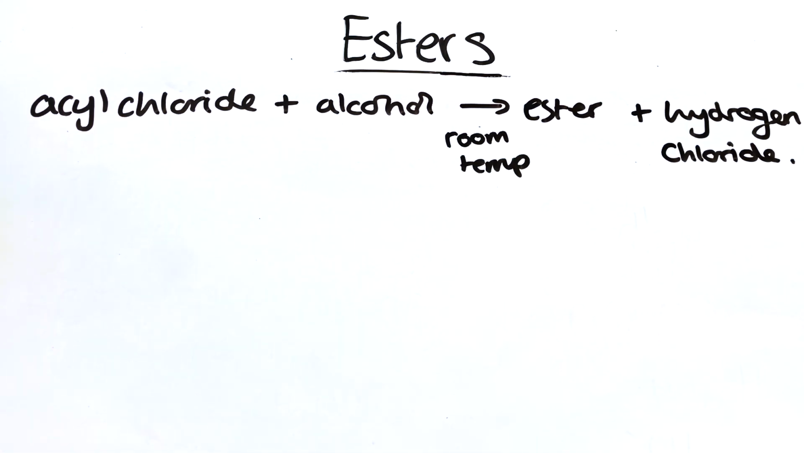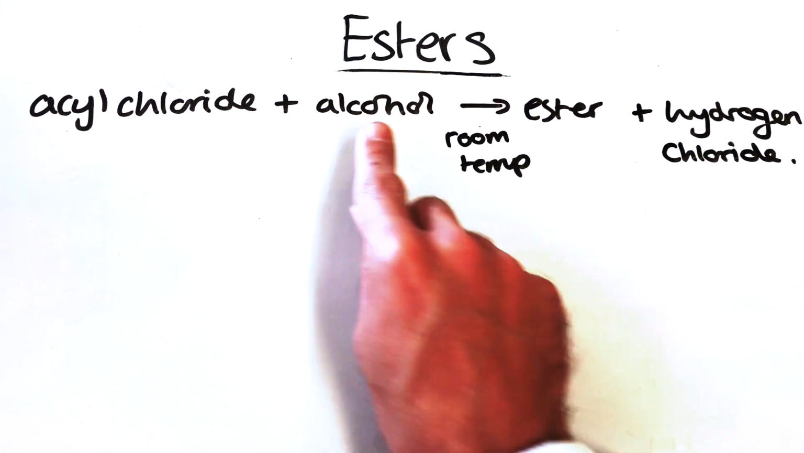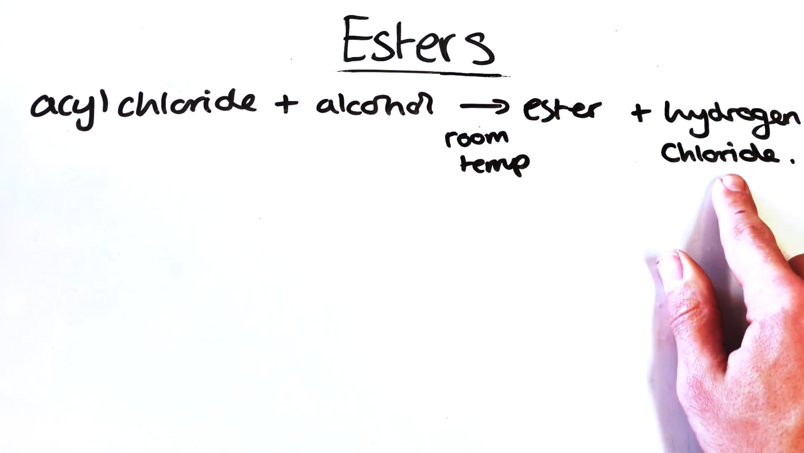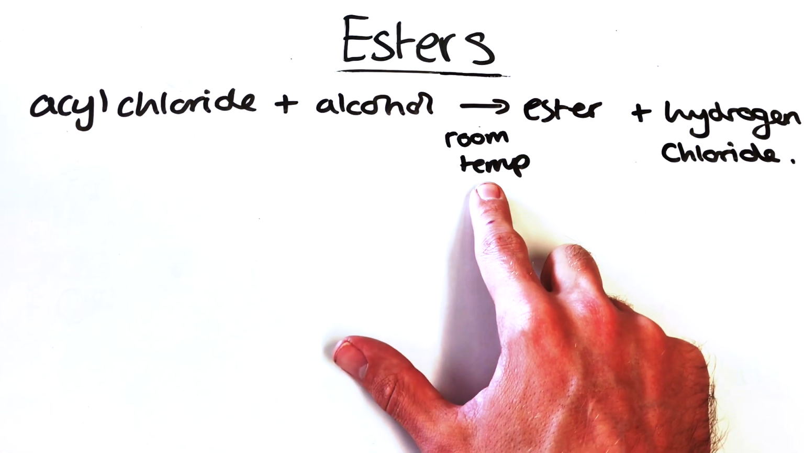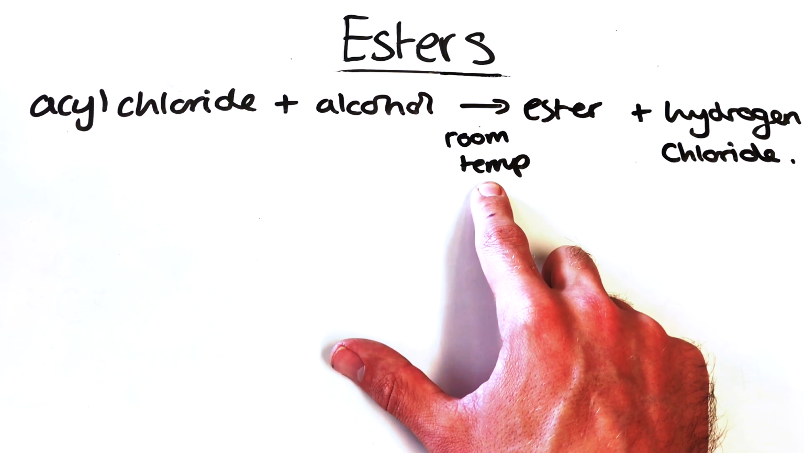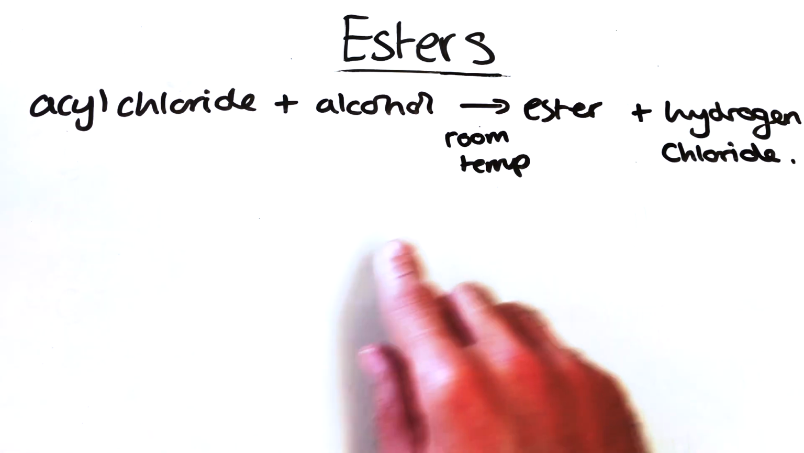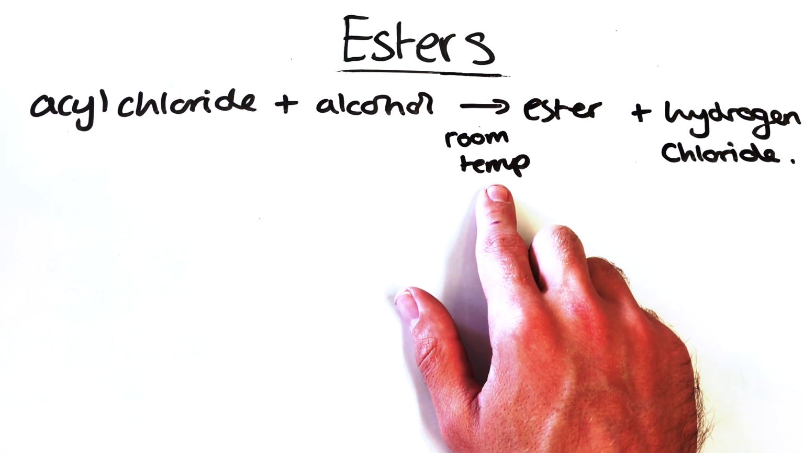Now the second way of making an ester is to use an acyl chloride mixed with an alcohol. This produces our ester and hydrogen chloride as our waste product. Now you can see here for this reaction that the reaction is performed at room temperature. So this is an advantage over reacting carboxylic acids and alcohols, which need to be refluxed and require an acid catalyst. Now because the acyl chloride is so reactive, you don't need to use the catalyst in this reaction.